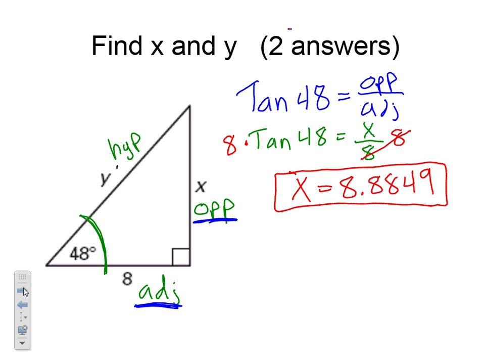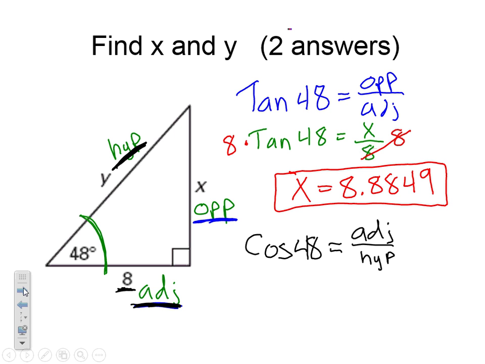So to find y, I have to use my hypotenuse, and I have to use whatever they give me. That's the 8. So that's the adjacent. So when I use hypotenuse and adjacent, I'm always going to be thinking about cosine. So I have a cosine of 48 equals adjacent over the hypotenuse. So cosine of 48 equals the adjacent, which is 8, over y.